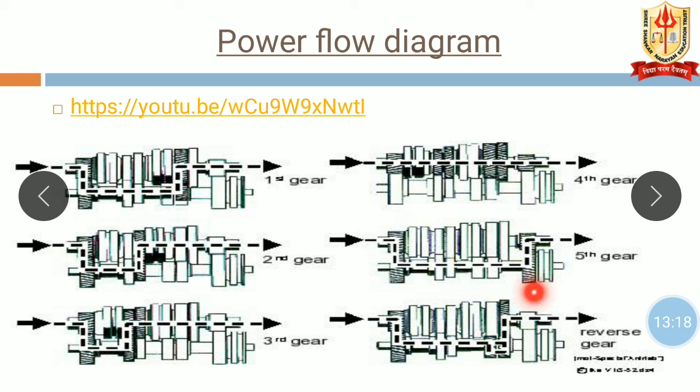The rest of the gears are going to rotate, because they are in constant mesh. They are also in meshing condition, but the power is going to be transmitted through that gear only to which the dog is connected. Dog is connected means what? Whichever gear we select with the help of the selecting fork, the power is going to be transmitted through that particular gear only. In the case of reverse gear, the power is going to be transmitted through this. Okay, this is how the gearbox functions. Thank you.